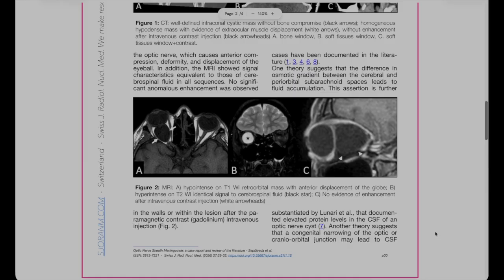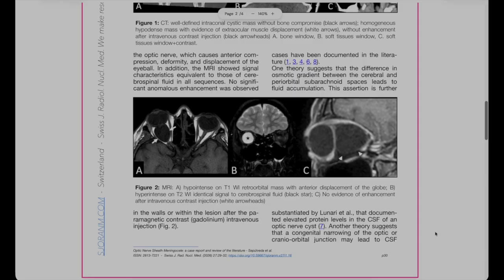Image summary. This is a composite figure showing CT and MRI scans. The images depict an intraconal cystic mass. The CT scans show a well-defined mass without bone compromise and displacement of extraocular muscles, with no enhancement after contrast injection. The MRI scans reveal a retro-orbital mass that displaces the globe anteriorly, with signal intensity similar to cerebrospinal fluid and no enhancement after contrast injection. The figure suggests the presence of an optic nerve sheath meningocele.